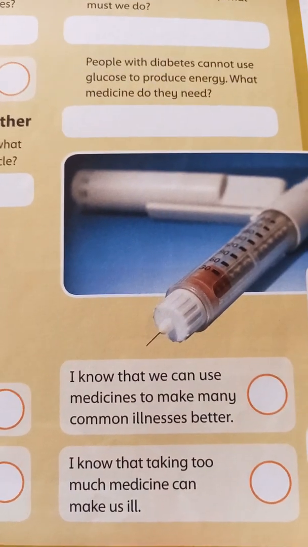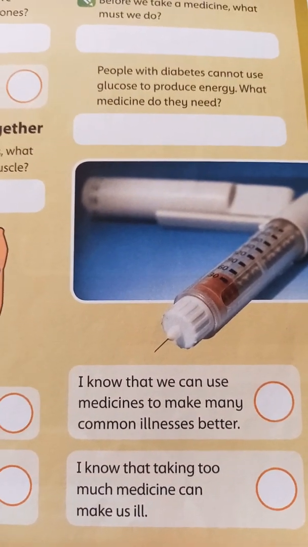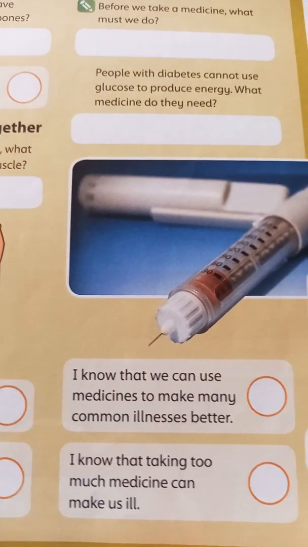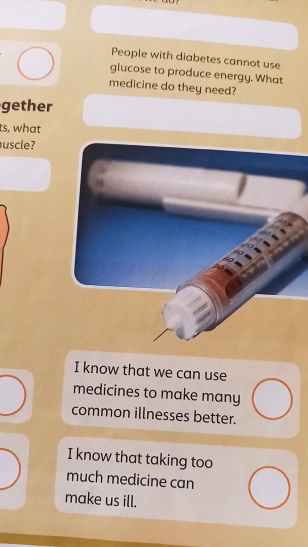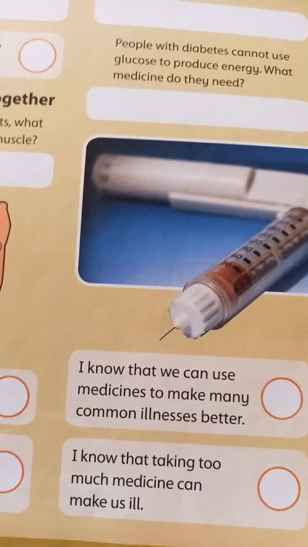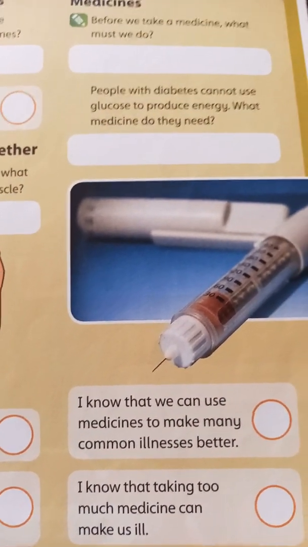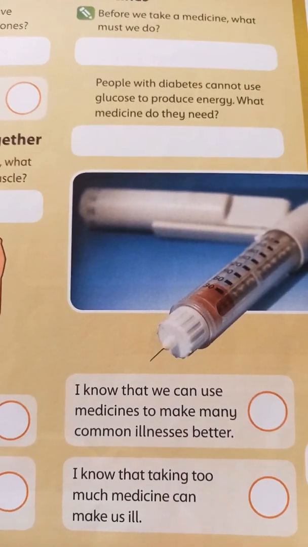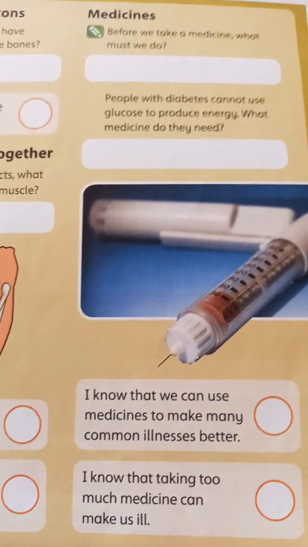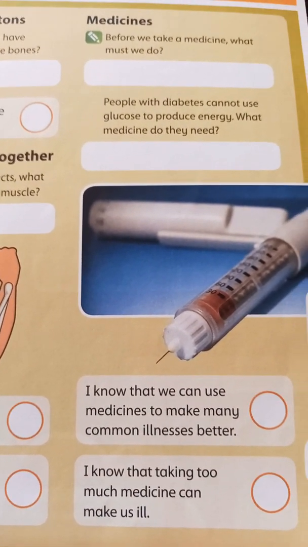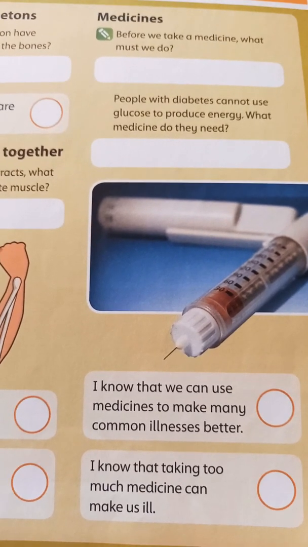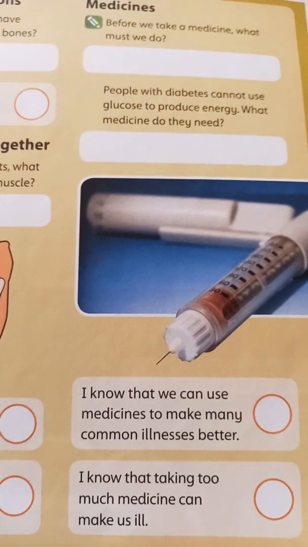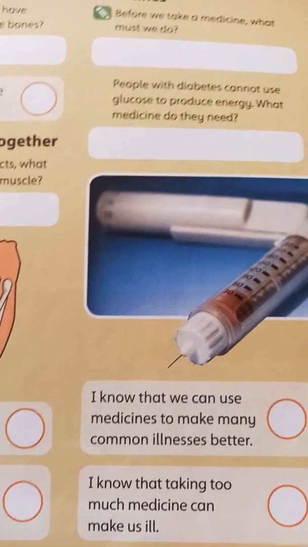I know that we use medicines to make many common illnesses better. Yes, we have medicines like antibiotics to kill bacteria, and antihistamines to treat allergies and so on. I know that taking too much medicine can make us ill. Yes, we should be very particular about taking medicine. We should be very careful about the dosage. And we should always read the label first. We should always read the leaflet first to have an idea about it.